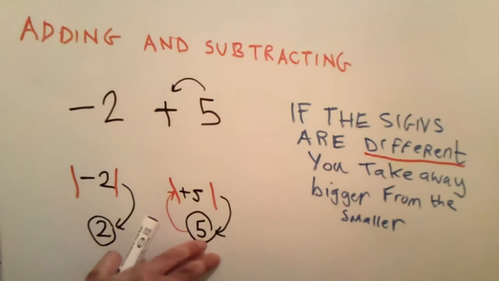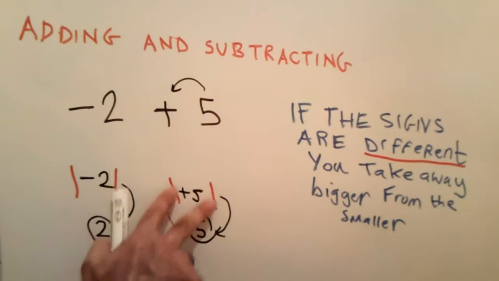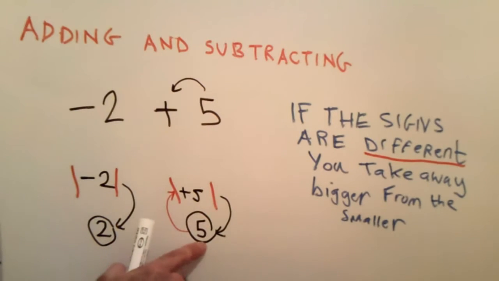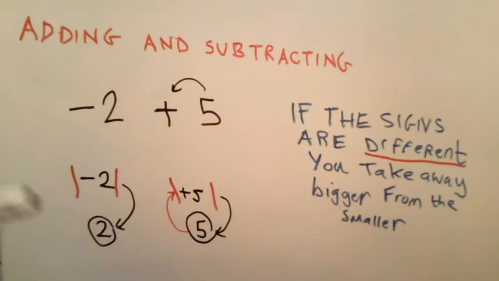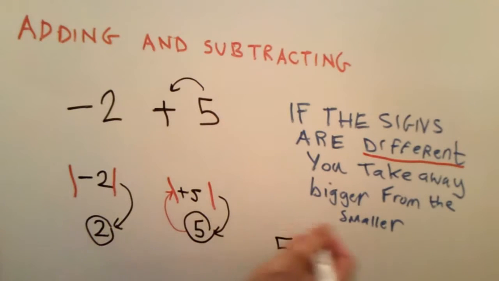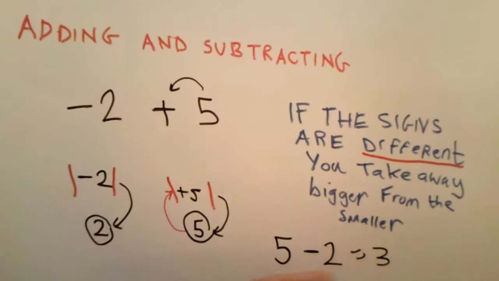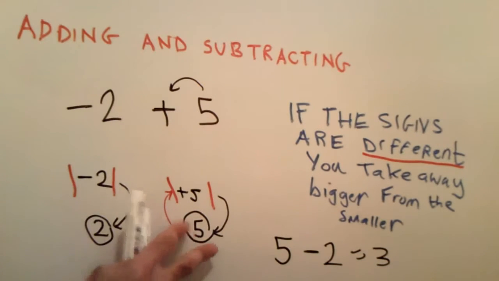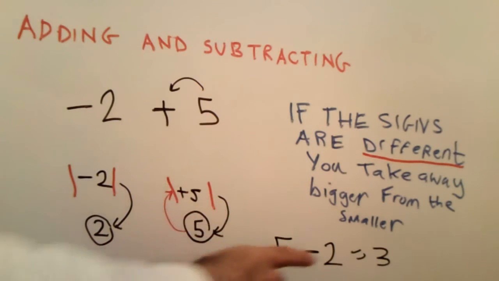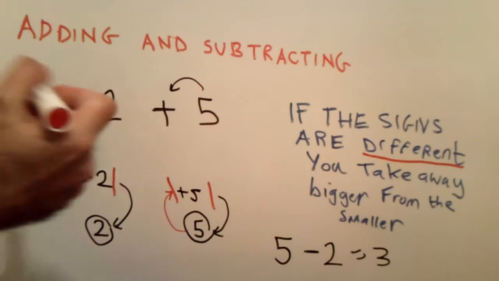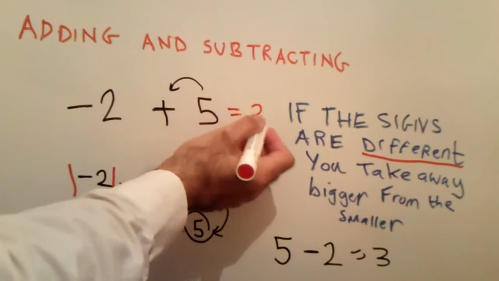So here the biggest value after the absolute value is 5, and the sign of that was positive. So you take 5 take away 2, which gives us 3, and it will be positive 3 because the biggest value we found was positive. So negative 2 plus 5 is 3.